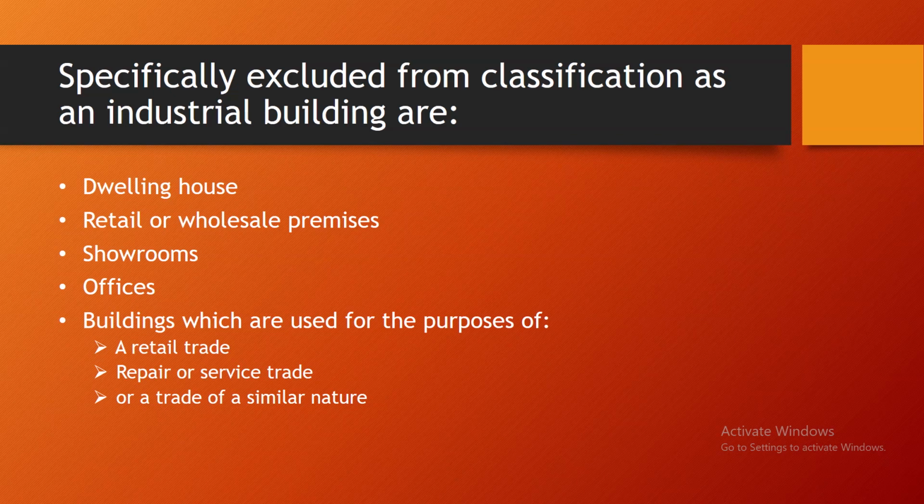Furthermore, we exclude offices. We also exclude buildings which are used for the purpose of a retail trade, repair or service trade, or trade of a similar nature. So when you are looking at an exam question and you want to know which type of capital allowances will be applied to this building, look out for these particular points to help you decide whether it's an industrial building or not an industrial building.